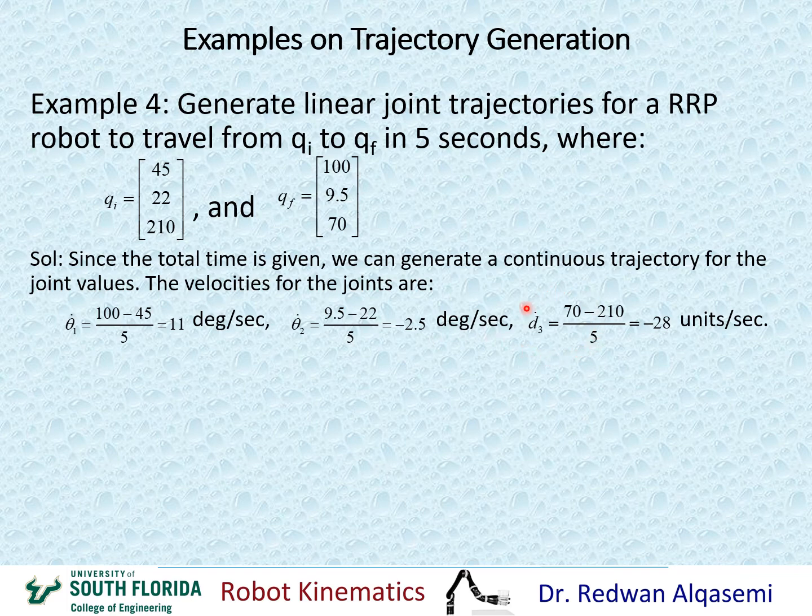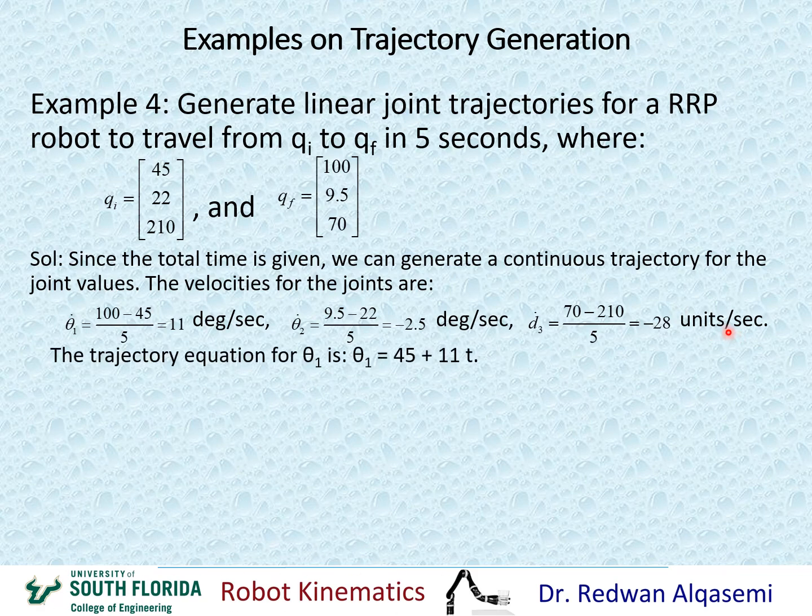For the third joint, I can find d3 dot. Again, remember the variable for the prismatic joint is d. So d3 dot is d3 final minus d3 initial. d3 final is 70 and d3 initial is 210. And I divide this by the total time, which is 5 seconds. And that would give me negative 28 units per second.